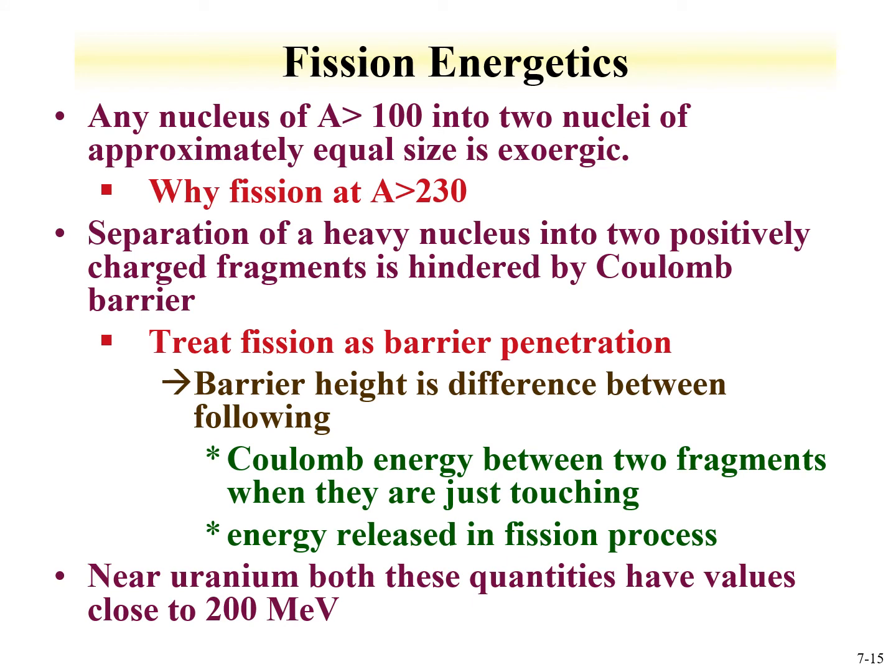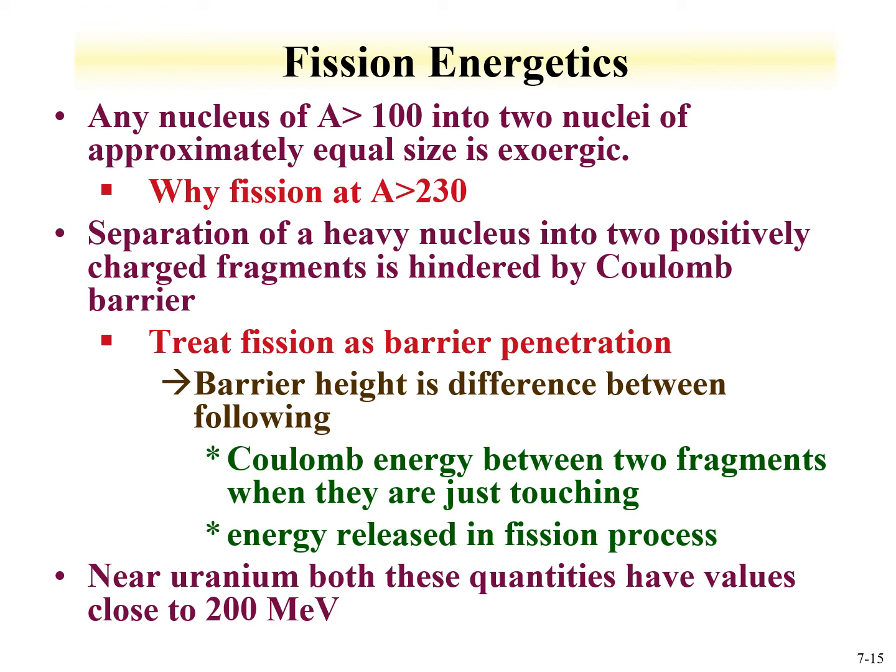The energetics of the fission process is what drives nuclear fission, but it's also something that we can use to evaluate which isotopes will fission and which ones won't. Fundamentally, any nucleus with an A greater than 100 can split into two approximately equal size fragments with resulting energy. However, why do we only see fission at about 230?